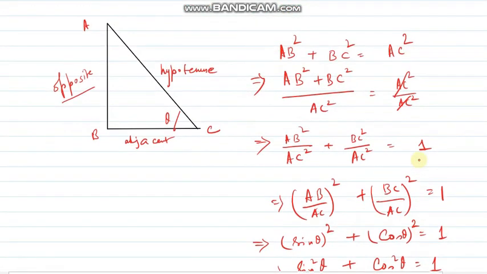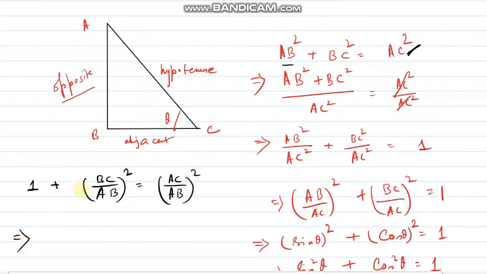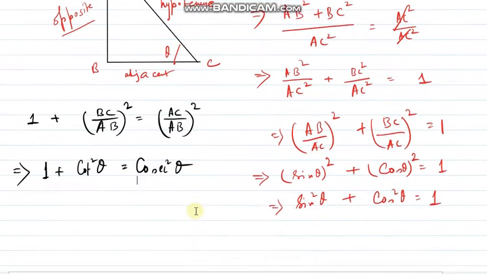Next one. There are many ways I can prove the second identity, but I'm showing you different ways. I divided this line by AC square. If I divide this line by AB square, what will happen? It will be 1 plus BC divided by AB whole square equals AC divided by AB whole square. Now what is BC divided by AB? Adjacent divided by opposite, that is cot, right? So 1 plus cot square theta, and AC divided by AB, that is cosec, so cosec square theta, right? That's one approach.